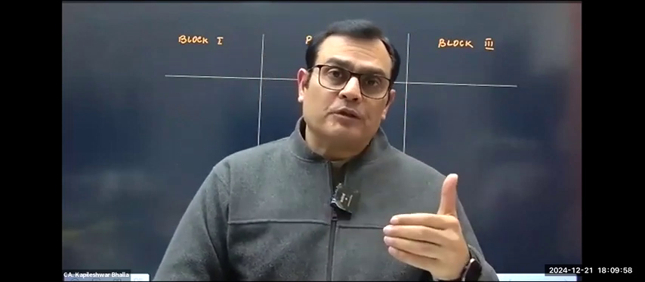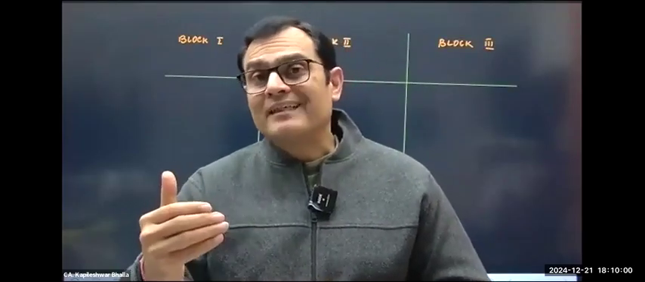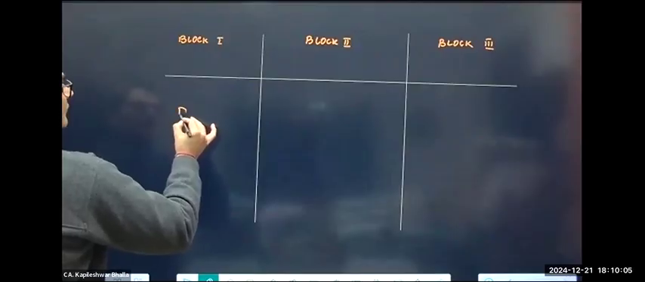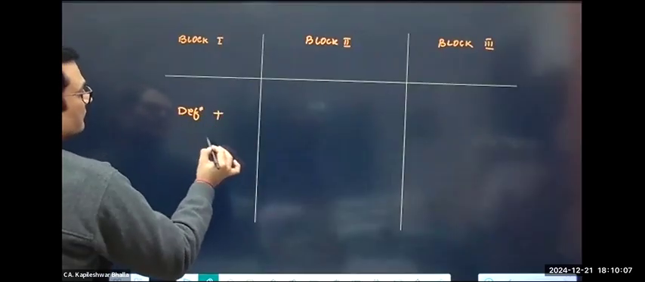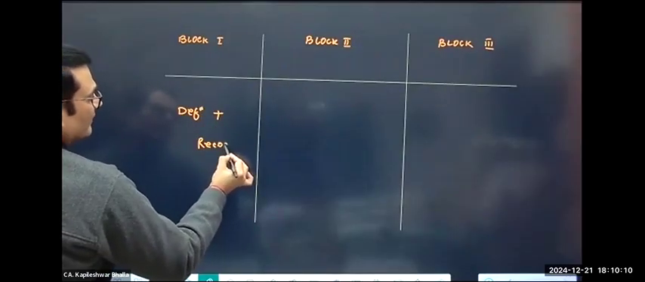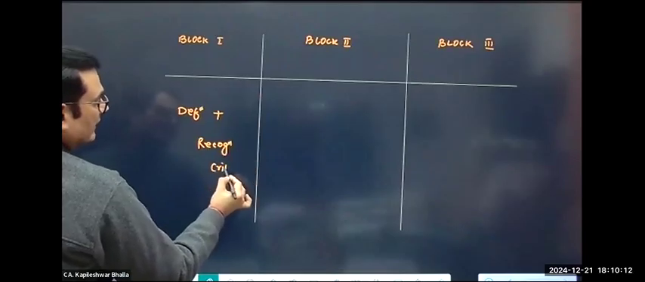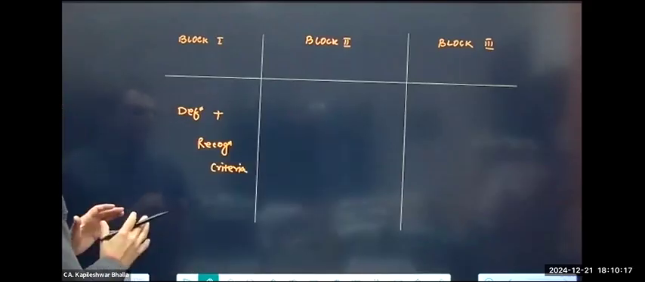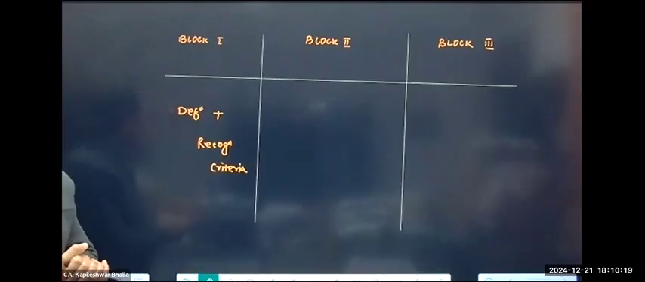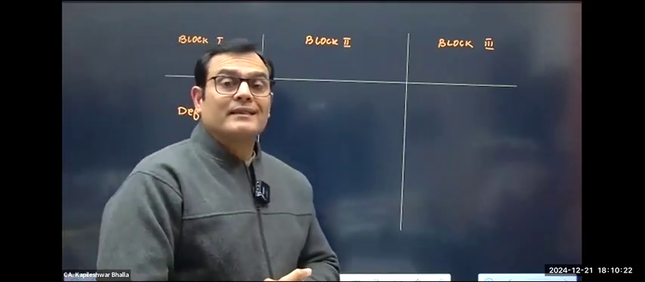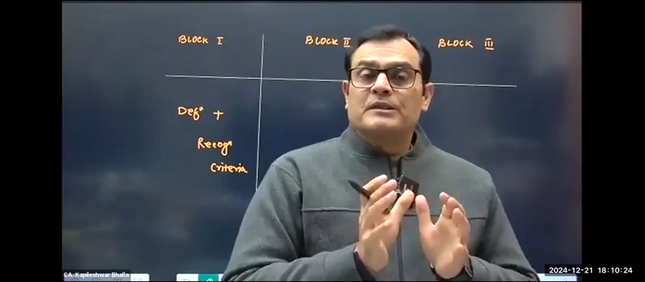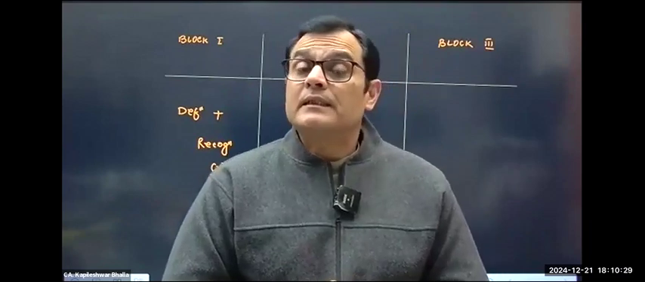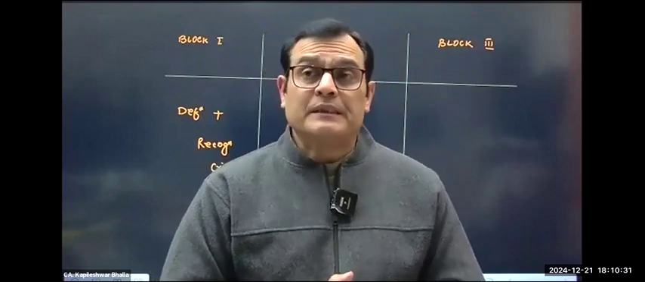So you need to meet a definition also, and you need to meet a recognition criteria also. So in block number 1, we will cover the concept of definition and the concept of the recognition criteria. Every asset related standard, when we study block number 1, we will concentrate on what the definition parameters are and what the recognition criteria is. Because if you meet the definition, but you don't meet the recognition criteria, it cannot be reflected as an asset in the balance sheet.